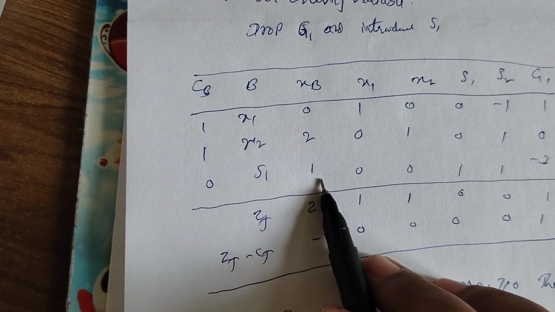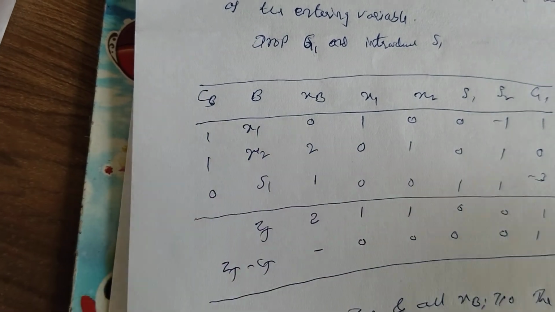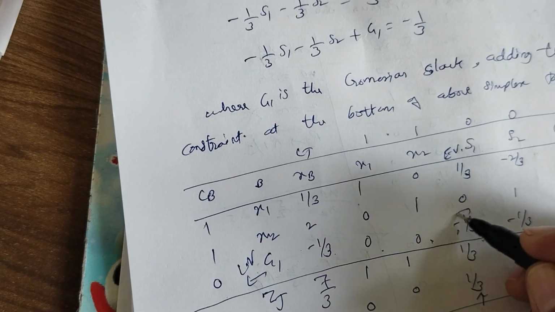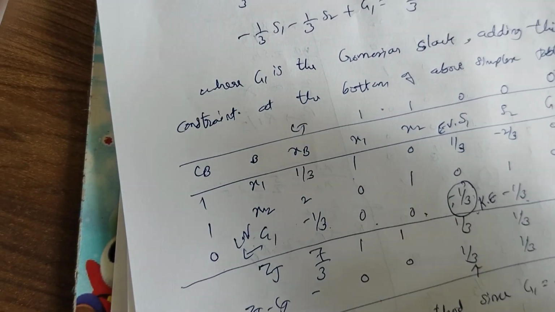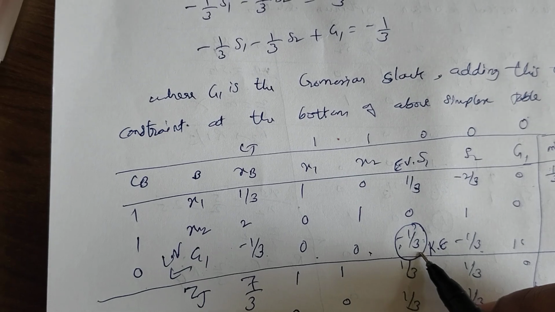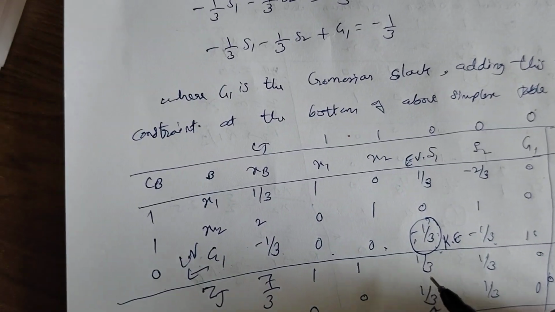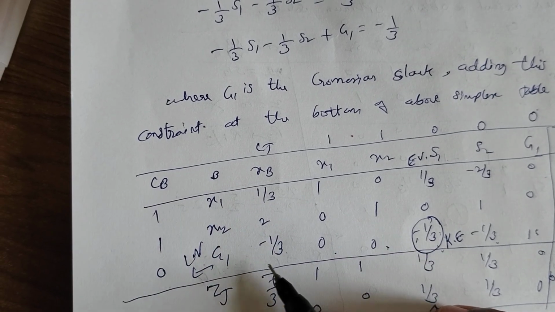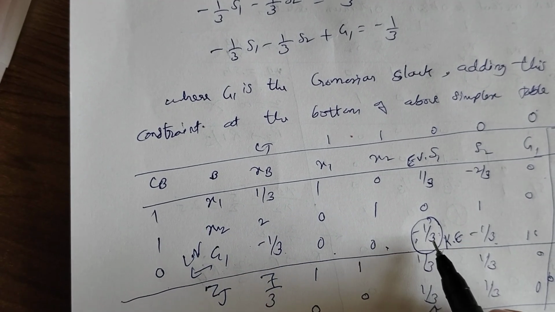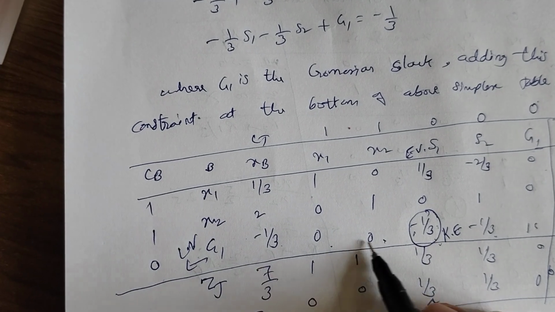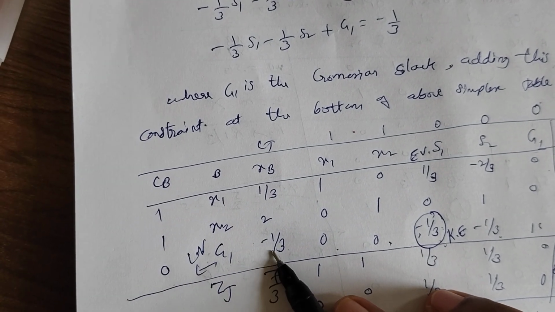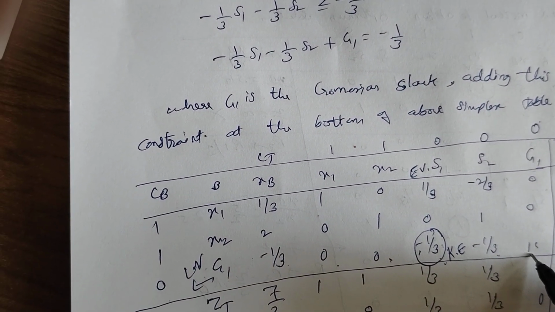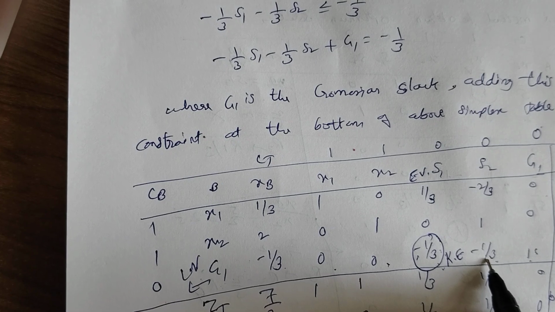s1 is replaced, and at the same time you have to make the key element equal to 1. Whenever the entering and leaving variables are identified, this becomes the key element. When minus 1 by 3 becomes the key element, you have to take the transformation. What transformation do you have to do? You have to make this key element 1. For that you have to multiply this row by minus 3. When you multiply by minus 3, automatically it becomes 1 0 0 1, and here it is 1 and here it is minus 3.